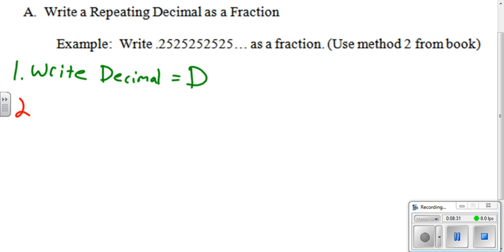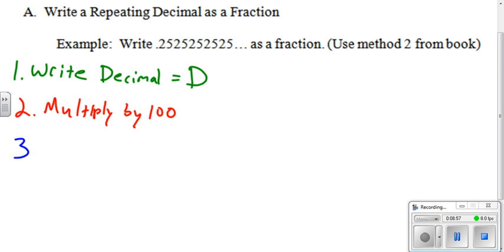Second thing we do is multiply by 100. Now, there's going to be a stipulation on this, and I'll tell you when you want to multiply by 100, when you want to multiply by 10, when you want to multiply by 1,000. You'll always be multiplying by a power of 10, but for the most part, we'll just say that you multiply by 100.